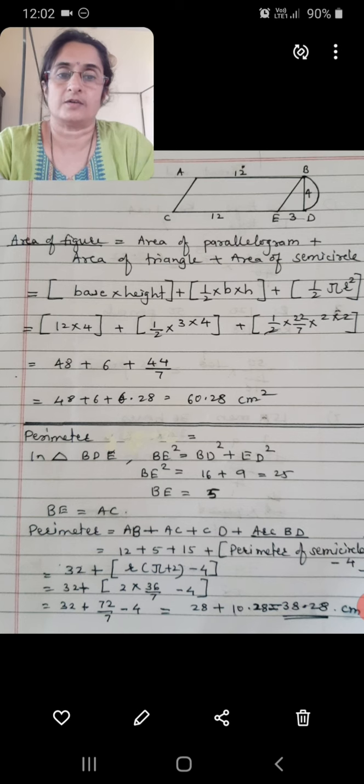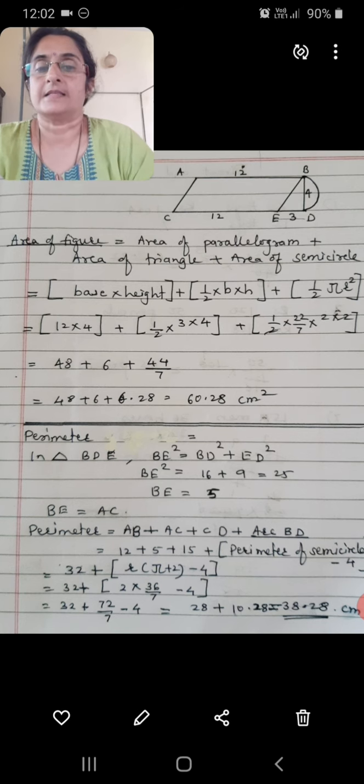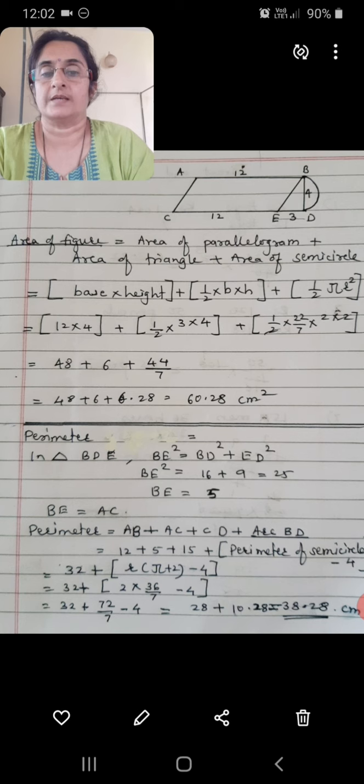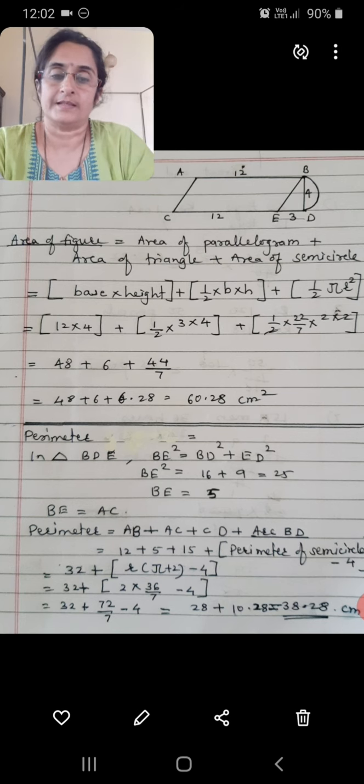So when you solve it, area of the parallelogram will be 48, area of the triangle will be 6, and the area of that semicircle will be 44 upon 7, that means 6.28. Fine. When you add all these three, you will get 60.28 centimeter square. That is the area of that given figure. Now, the perimeter of the given figure you have to find out.